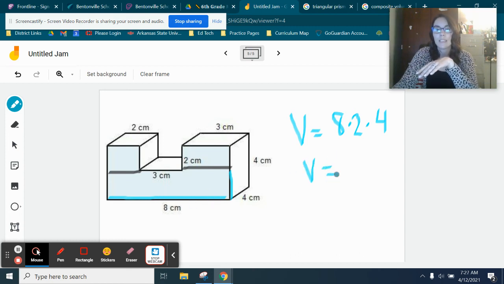So then we have 16 times 4, which would be 64. So 8 times 2 is 16 times 4.